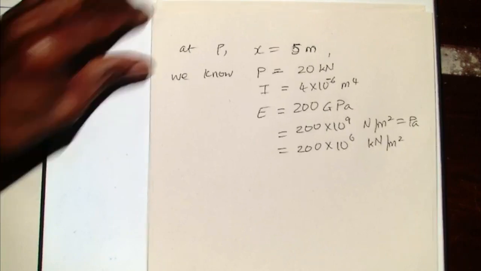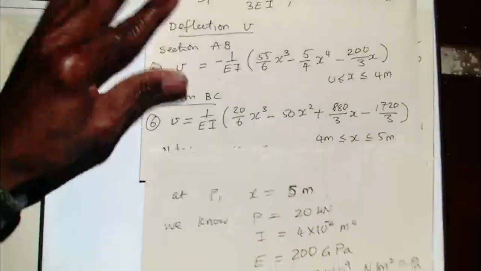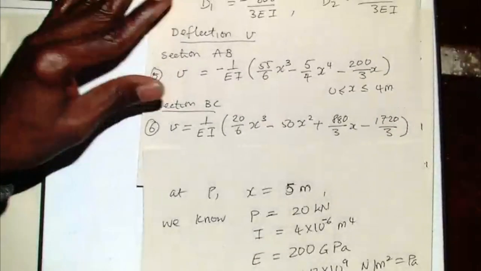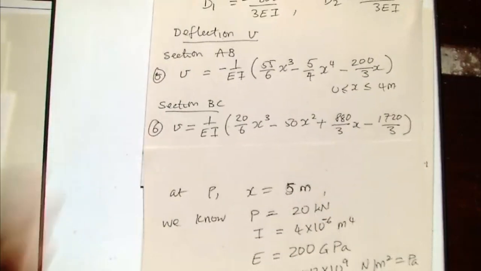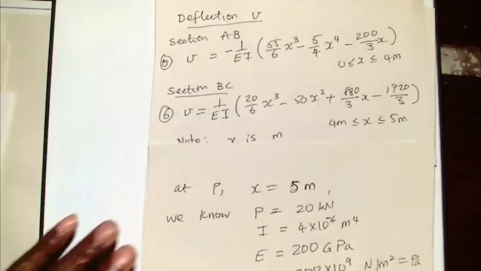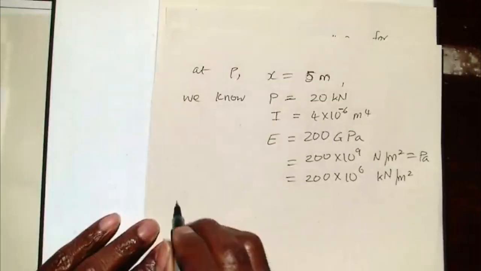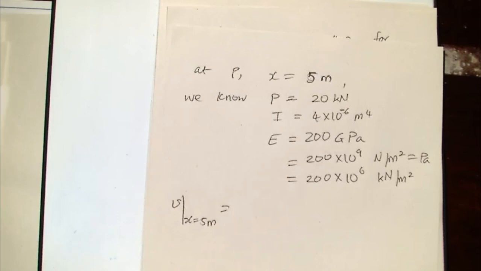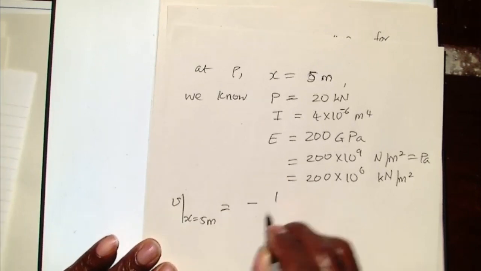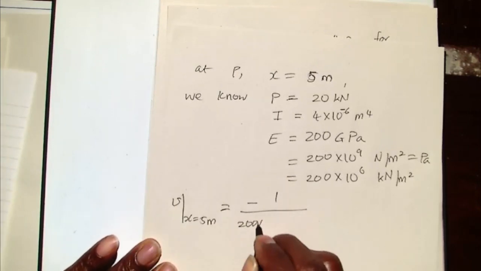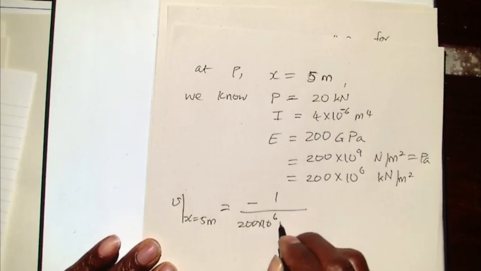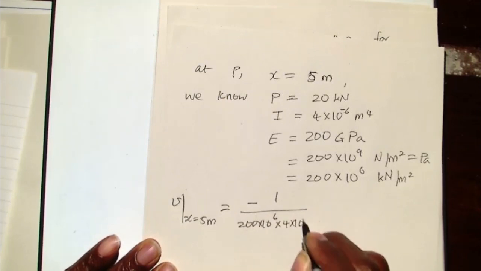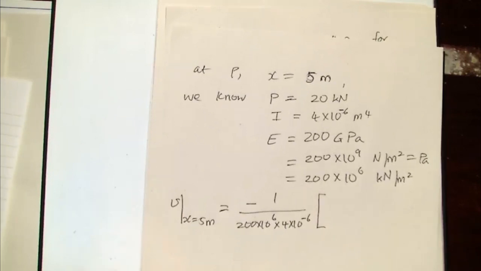So if you go back to the equation, I'm going to bring that back up so that you'll see how we do that. Right, so this is the one we are using. I'm going to make my V equal to 1 over 2EI, and I'm going to put x equals 5. So I now have V at x equals 5 meters. What we will now have is minus 1 all over 200 times 10 to the power 6 times 4 times 10 to the power minus 6. So that is my EI.